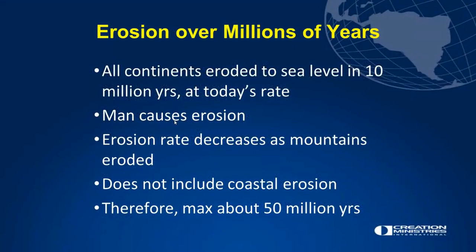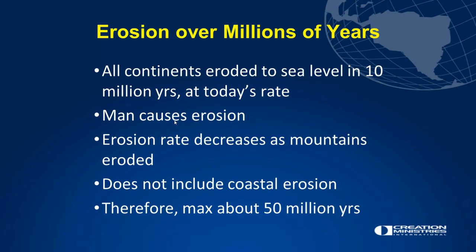Now here's erosion today. You can erode all continents down to sea level at the present rate in only 10 million years. That's at the present rate. But we can't extrapolate that rate back because man causes some of this erosion they measure from sediments going into the ocean. That messes things up. And as the mountains decrease, the erosion rate, which is greatest in the higher mountains, decreases too. It does not include coastal erosion, which will increase the amount of erosion. And some coasts are eroding pretty fast. Like the Arctic coast is eroding sometimes up to 7 meters a year.